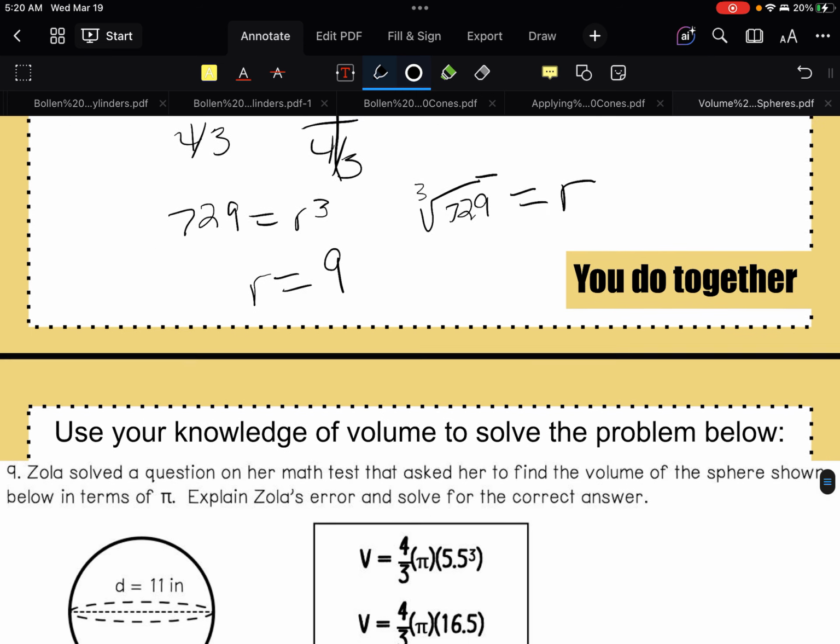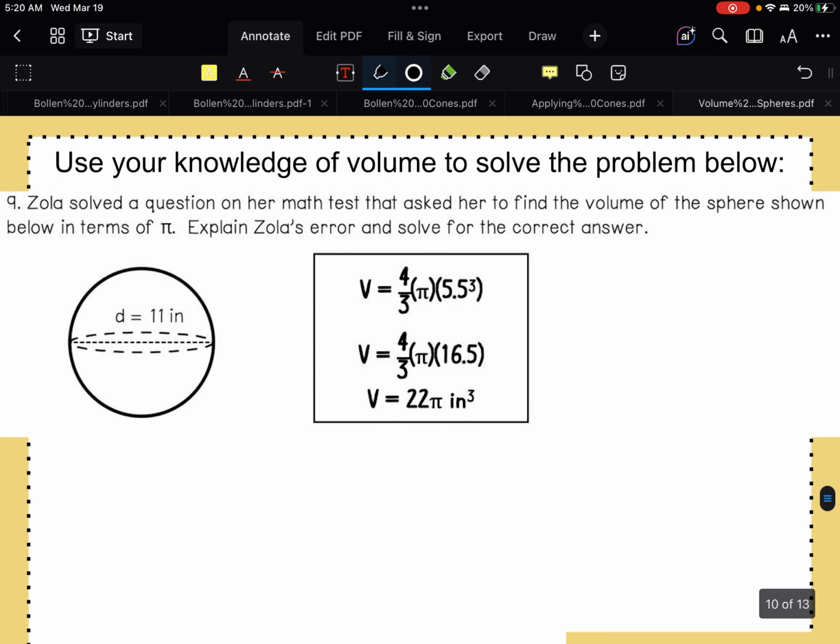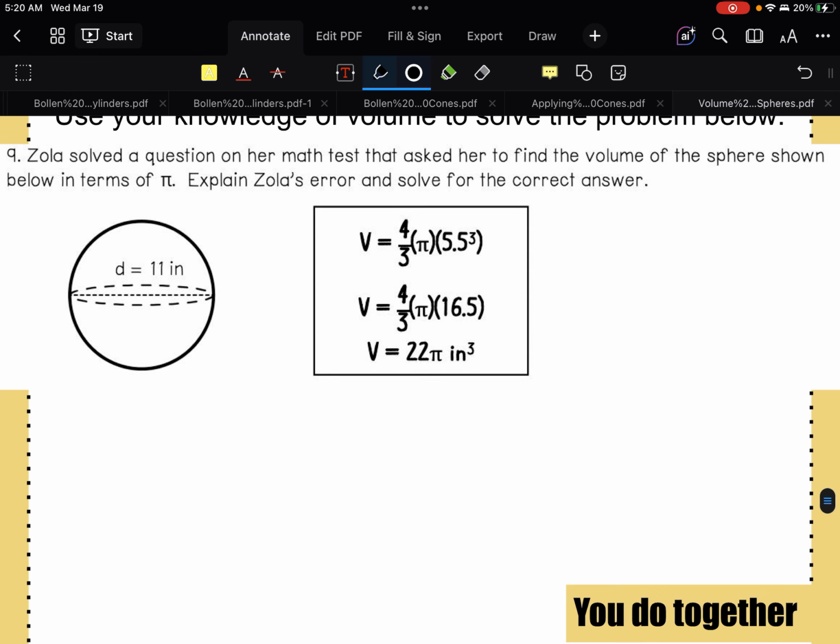Pause if you need to. And then go ahead and see if you can explain what Zola's error is here.